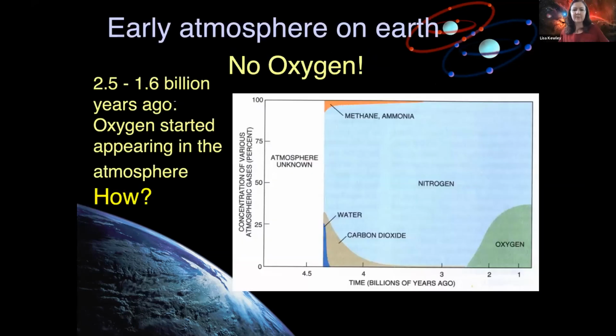No, there was no oxygen at all in the Earth's early atmosphere. It was only 2.5 to 1.6 billion years ago that oxygen started appearing in the atmosphere. So there were about 2 billion years where there was no oxygen in the history of the Earth. For almost half of the Earth's history, there was no oxygen at all. And so how did the oxygen even first start appearing?